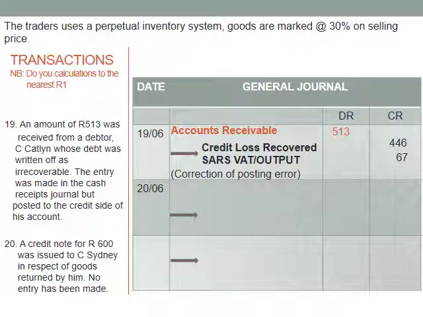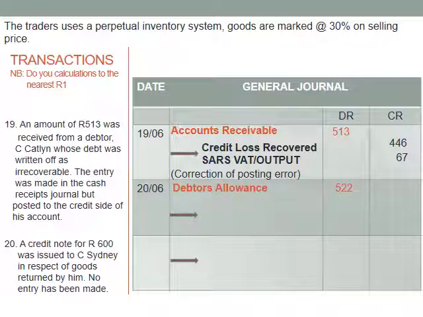Transaction 20. A credit note of 600 rand was issued to C. Sydney in respect of goods returned by him. No entry has been made. In other words, this credit note was not recorded in the accounts receivable allowances journal. To bring it into books, we will use the same accounts that would have been used or shown in the accounts receivable allowances journal.